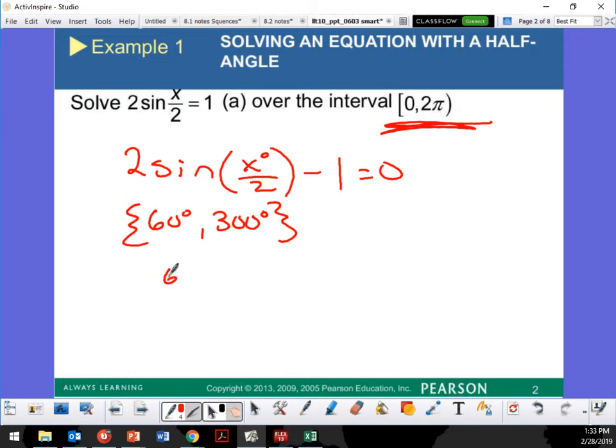So, I'm going to 60. What is 60 in radian? Pi over 3. And 300 is? 5 pi over 3. I did it all in my head.